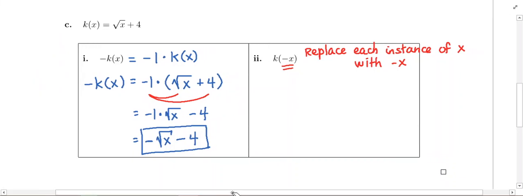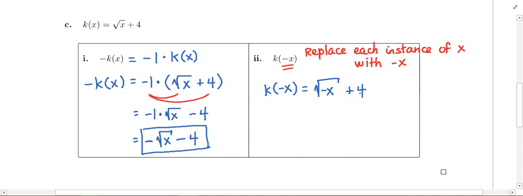Okay, here we actually need to replace each instance of x with negative x. So k of negative x is going to be, we're going to go back to our original function. Everywhere we see an x, we're going to replace it with negative x. So under the square root, instead of having x, we're going to have negative x. Okay, and then don't forget to tack on the plus 4.